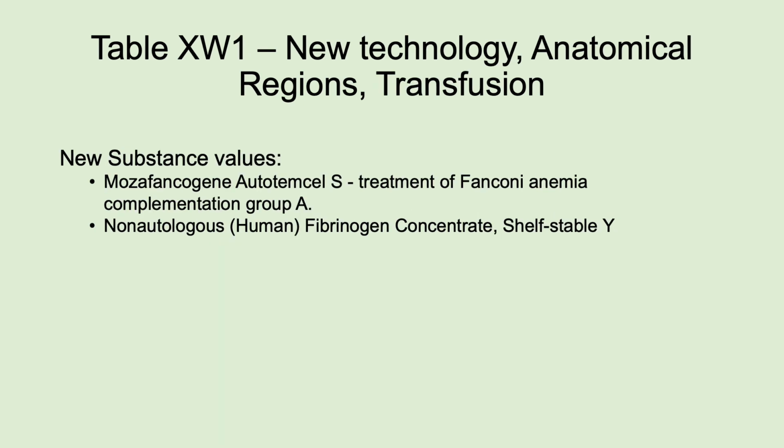So substances were also added to the table XW1. This is transfusion. So these are mosafencogen inotemcel, value S. This is for treatment of Fanconi anemia, which is a complementation group A. This is when the bone marrow fails over time. And then non-autologous fibrogen concentrate, shelf stable, value Y. Shelf stable, this is a powder. So it can sit on a shelf for a while. You don't need to keep it cold. You don't need to do anything else. It can stay on the shelf for much longer.